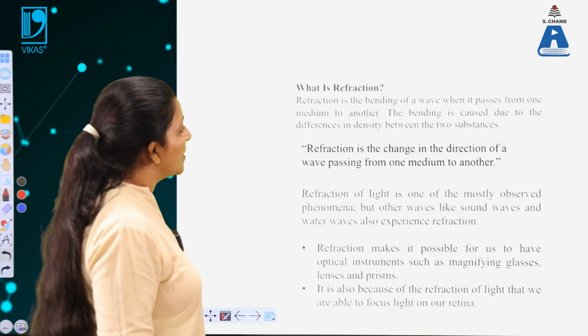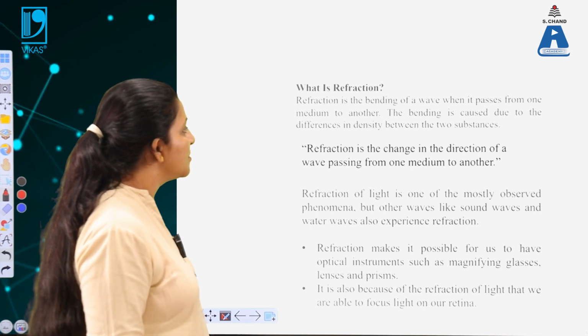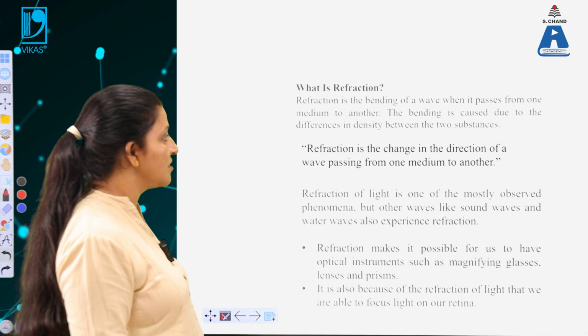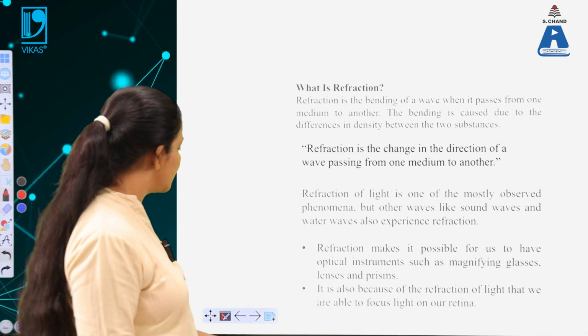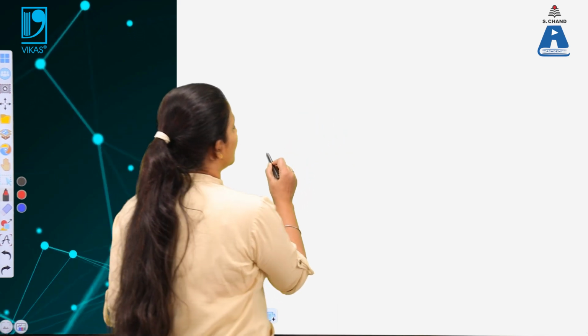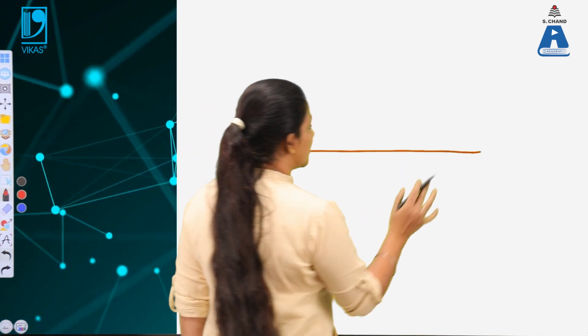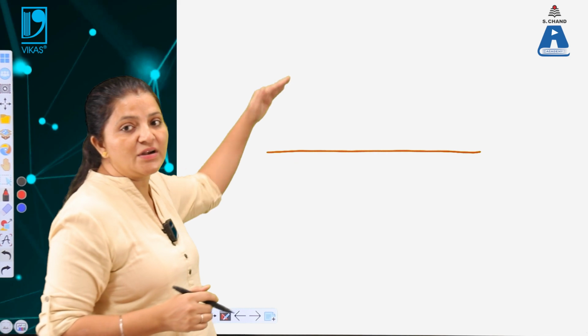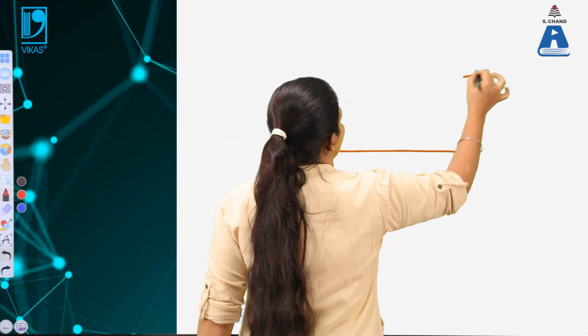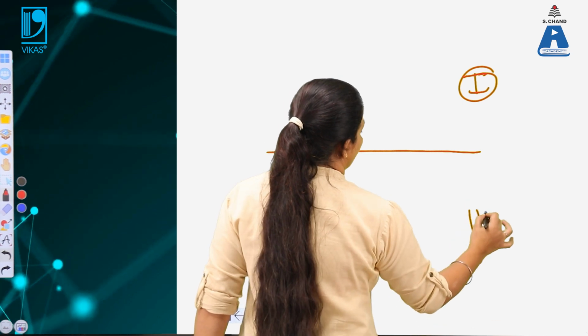So now what are the laws of refraction over here? Now what is refraction? Refraction is the bending of a wave when it passes from one media to another media. That means the light has to pass from one media to another media. So what does that mean? Now, if a mirror is separating two media, here is one medium, the first portion, and that is the second portion.